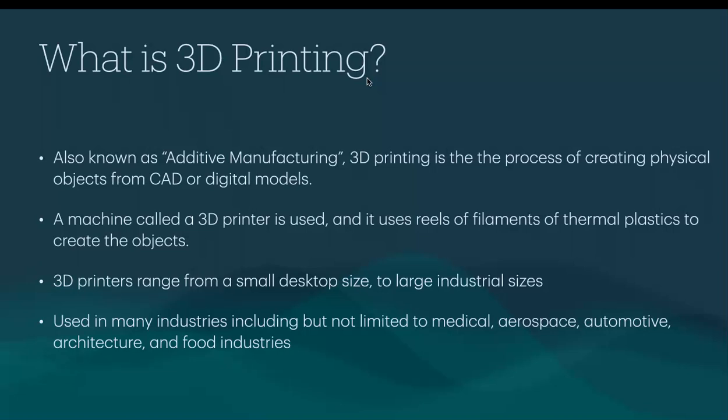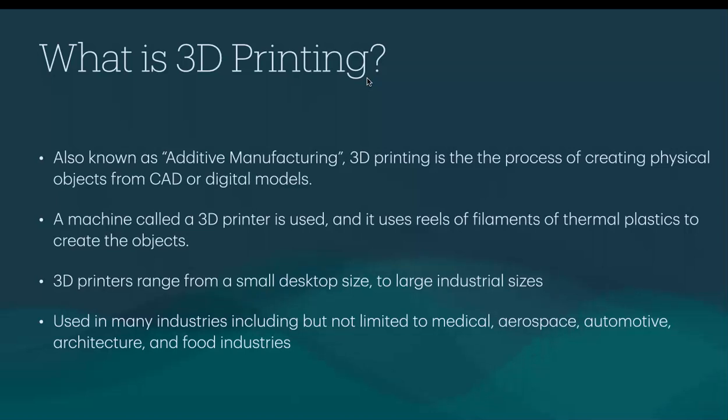So, first of all, what is 3D printing? Well, 3D printing, which is also known as additive manufacturing, is a process of creating physical objects from CAD or digital models. So, if you create a model using some online software or computer software, and then you connect your 3D printer, you can print out that model.